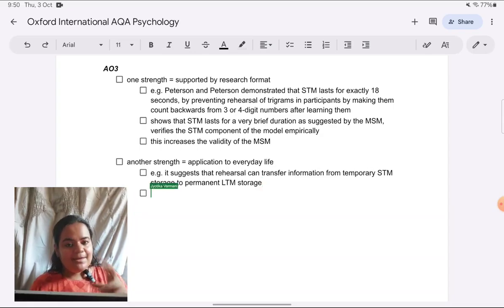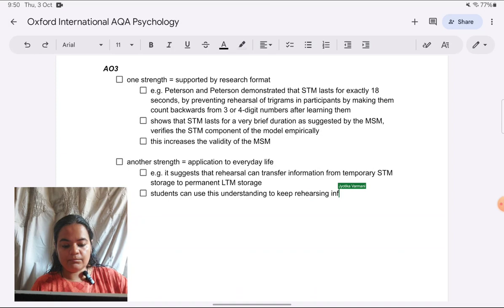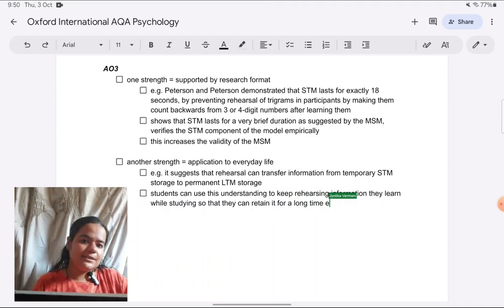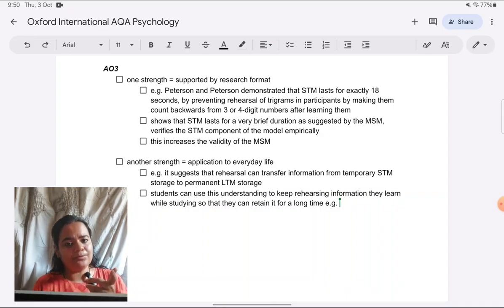Now, where it can be used, like why is this a strength? Students can use this understanding to keep rehearsing information they learn while studying so that they can retain it for a long time. Here, if you want, like I was mentioning previously, you can comment on elaborative or repetitive rehearsal, that is maintenance rehearsal. So, for example, using a procedure called elaborative rehearsal, this is optional, if you want to write on it.